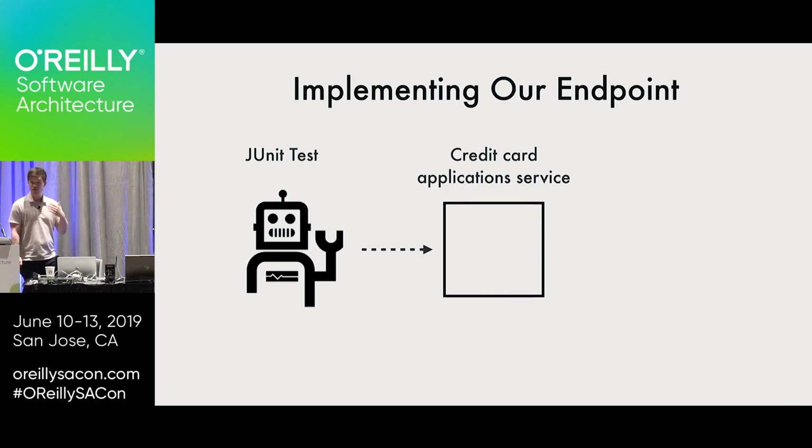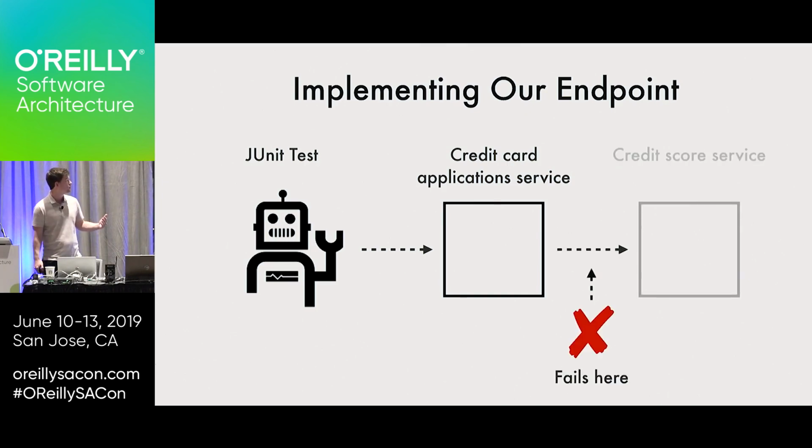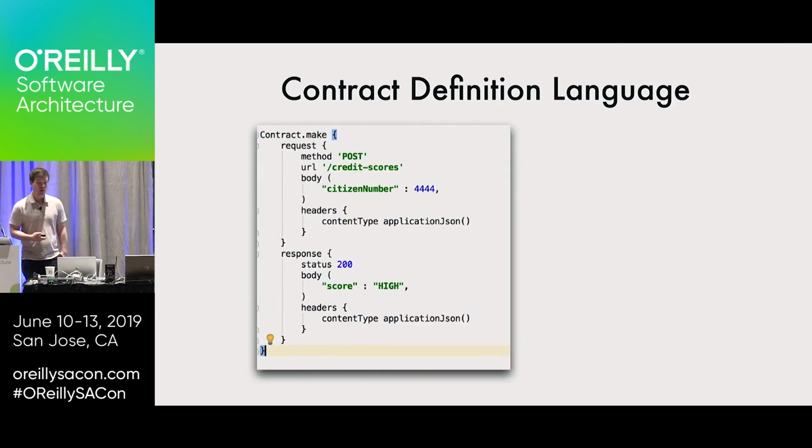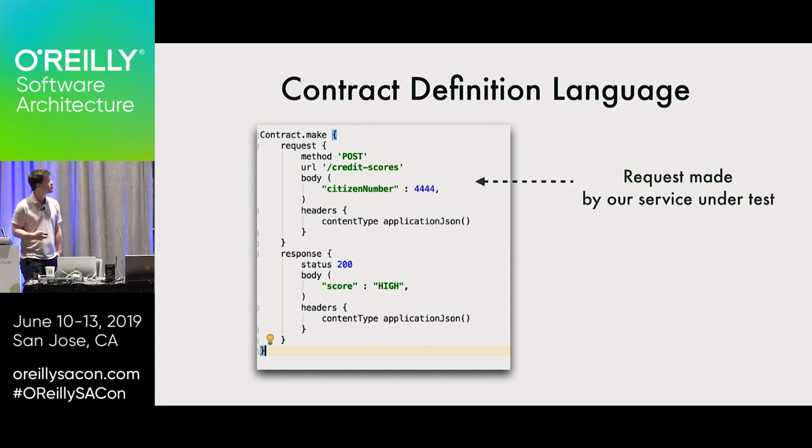Eventually, we'll hit a certain point where we've implemented a lot of our credit card application service, but we have a failing network call to the credit score service because the credit score service doesn't exist yet. So our test will fail when it tries to cross the network boundary to something that does not exist. And that's the point where we define our contract. Our contract is used to make our test pass. The contract definition language in Groovy is the request made by our service under test to our credit score service. So we're calling a credit scores endpoint with the citizen number, a very simple example. And we have a response in our contract, which is a response our test requires in order to be able to pass.